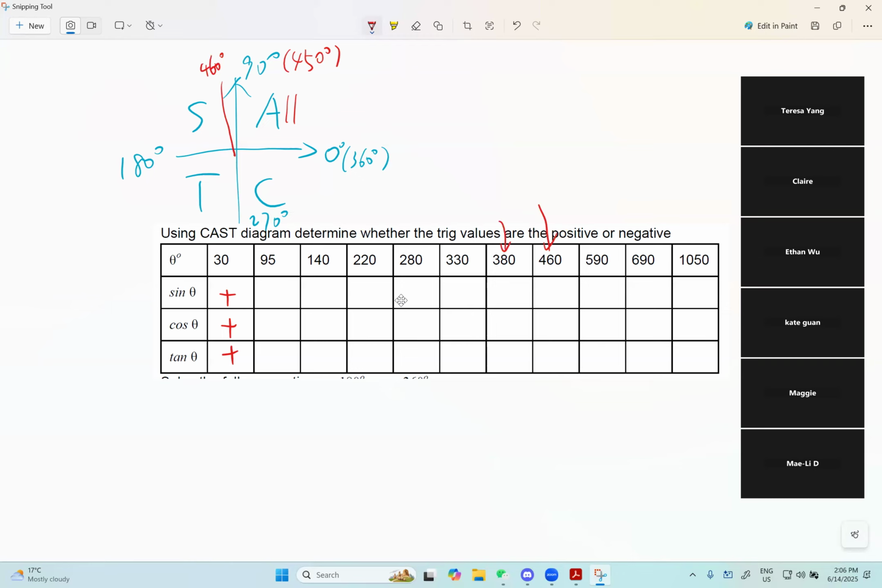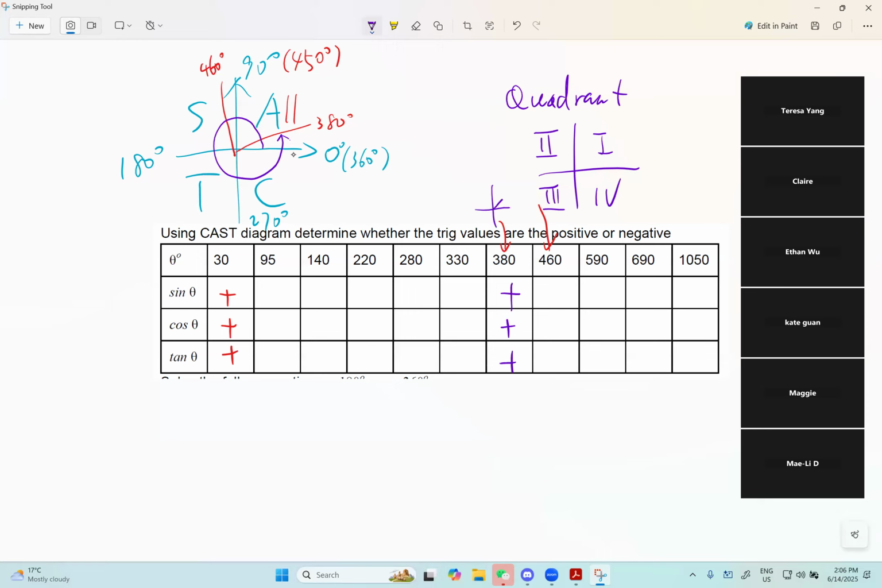And this one, 380. 360 is the whole revolution. So this is a 380 degree. So the angle is like here, 380. But the 380 is in the first quadrant. Quadrant 1, 2, 3, 4. So this one in the first quadrant, positive, positive, positive.